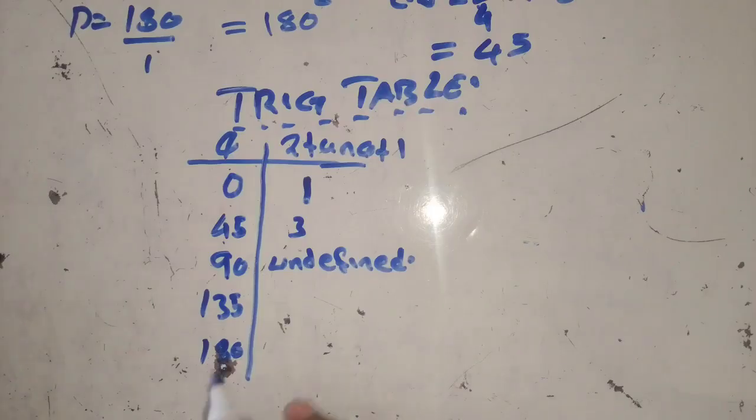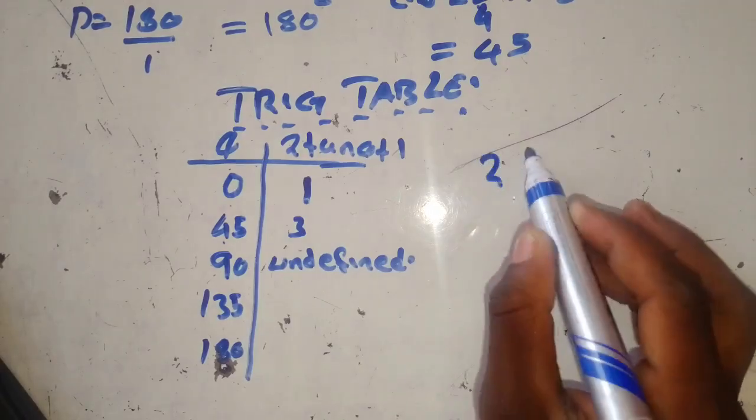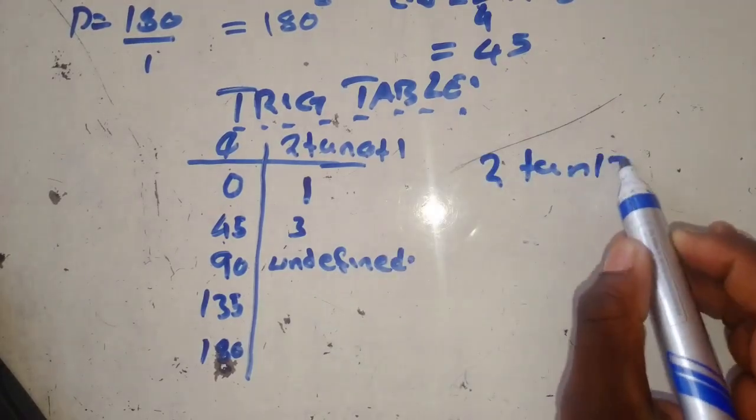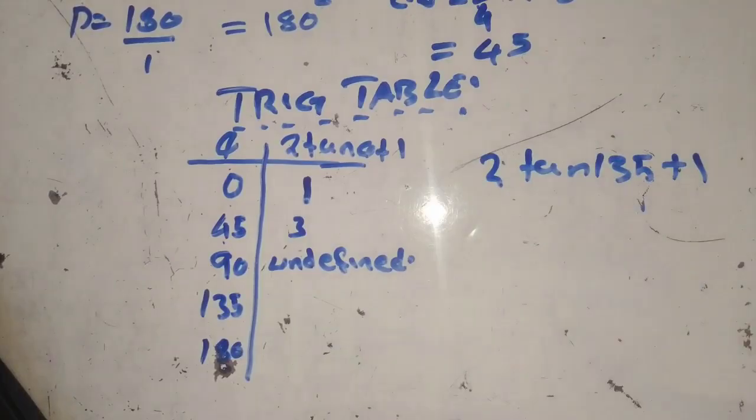Then you proceed to 135. So it will be 2 tan 135. Where there's theta, you put 135, plus 1. 2 tan 135 plus 1 will give you negative 1. And another one, it's 180. So we're going to have 2 tan 180 plus 1, and this will give you 1.